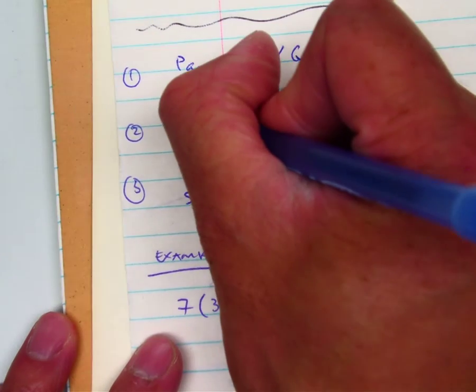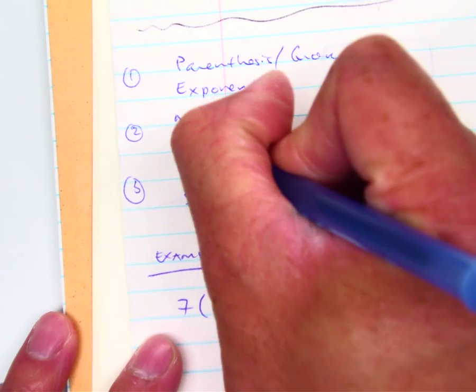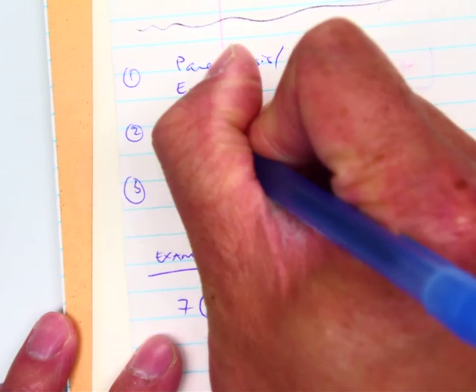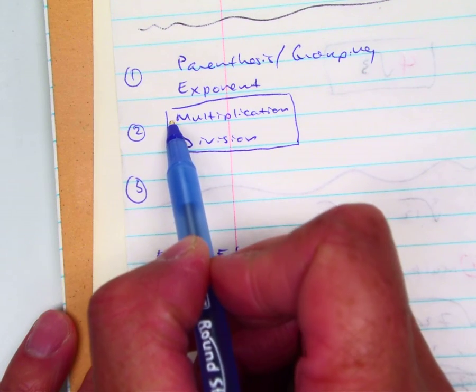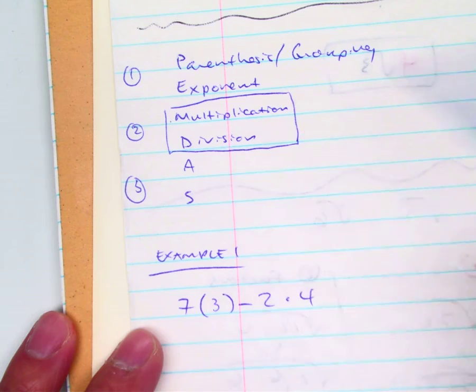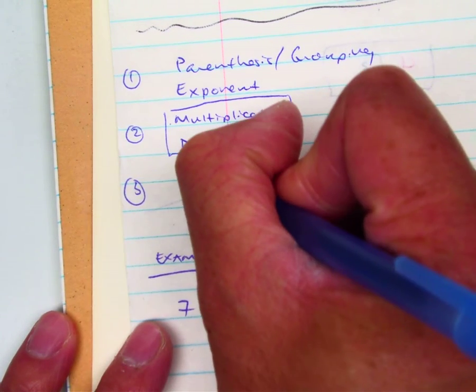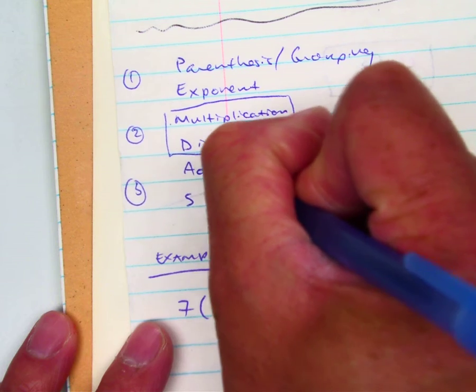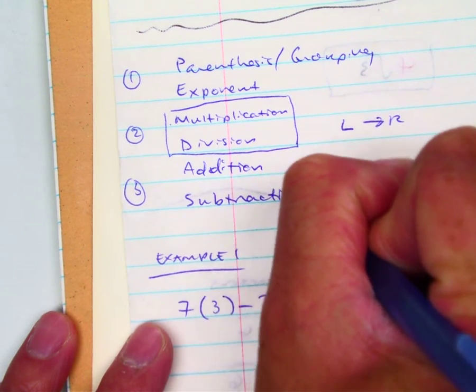M is? And D is? Now, you want to treat this second part as a chunk. Okay, it's not M and then you look for all the multiplications, then you do division. As you guys saw, you do what you first see from left to right. And then A is, and S is subtraction. So I have an example here.